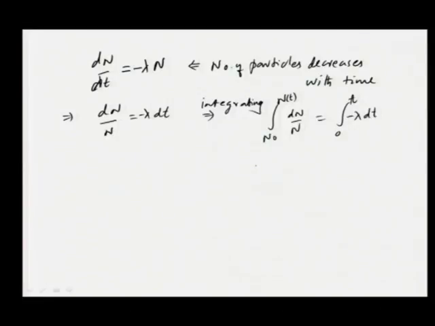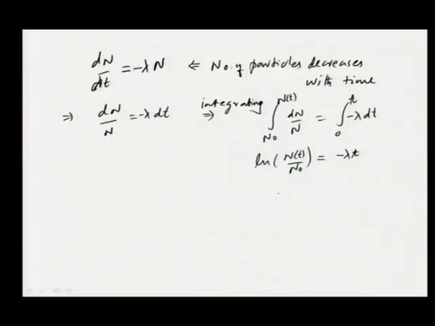On the left-hand side, when you integrate 1 over N dN, you will get the logarithm, log N, within the limits N_t and N_0. It will come out to be log of N_t over N_0 equal to, the other integration will give you minus lambda, which is a constant and is taken out. The integral dt from 0 to t will give you simply t.